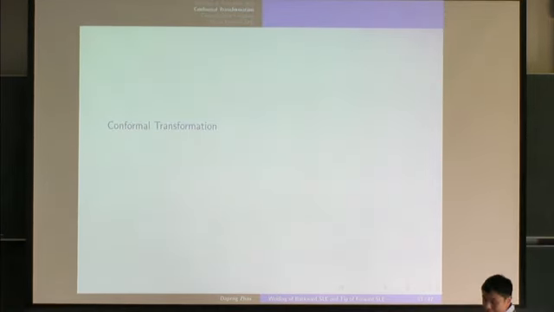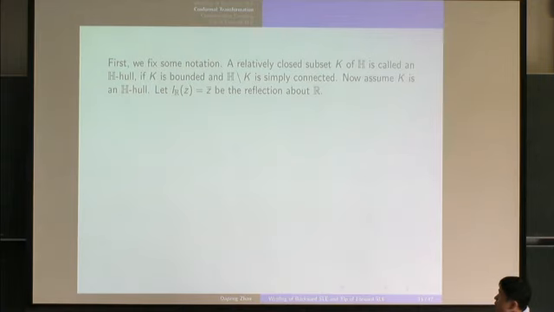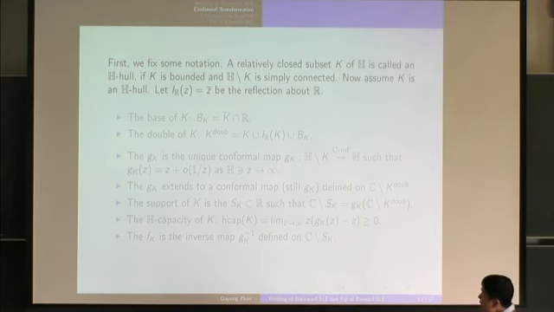Now we'll explain the conformal transformation. First, we fix some notation. A relatively closed subset K of H is called an H-hull if K is bounded and H without K is simply connected. Now assume K is an H-hull and let I(z) be the reflection about the real line.